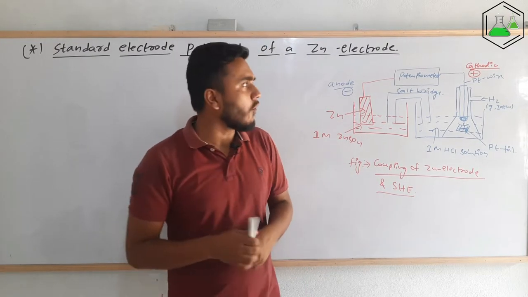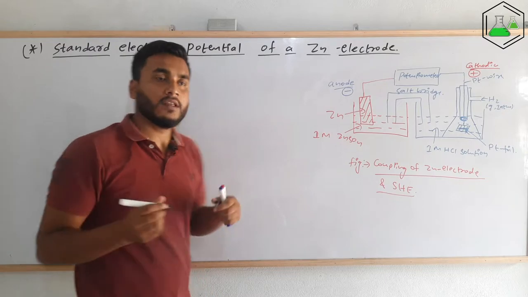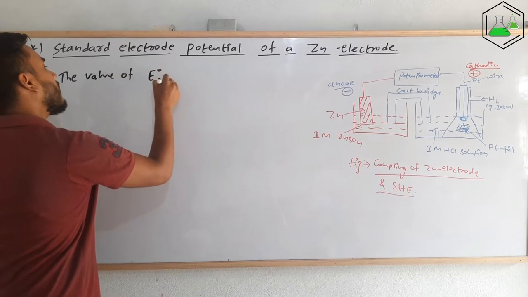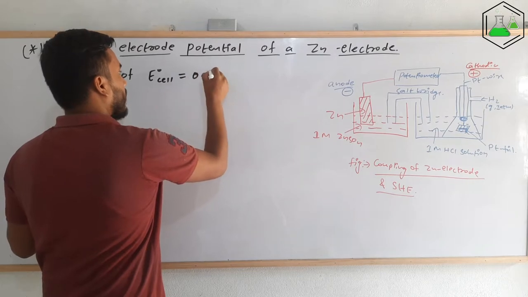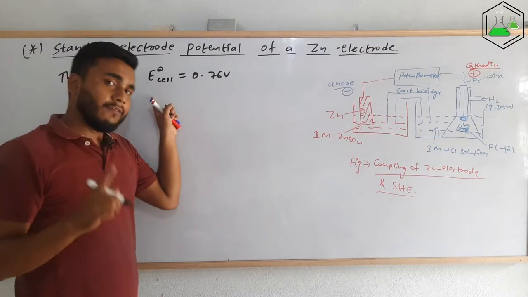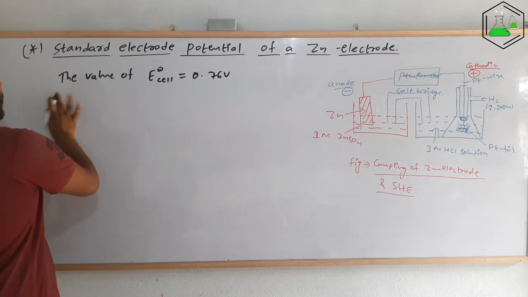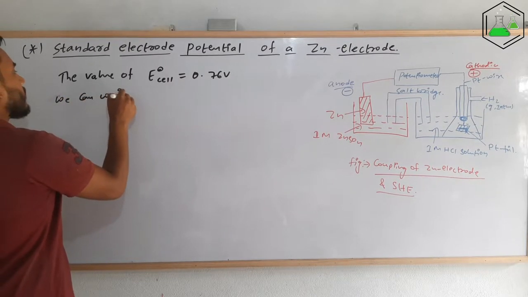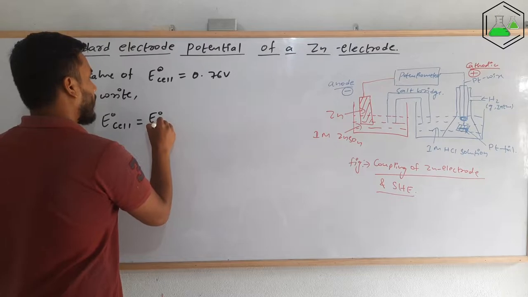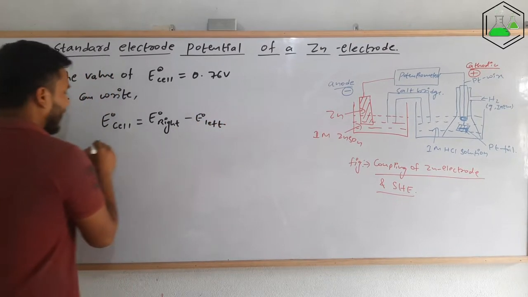And by experiment, the value of the total standard electrode potential of this whole cell is found to be 0.76 volt. The value of E° cell is found to be 0.76 volt. Here, this E° represents standard condition. Standard condition means at 25 degree Celsius and in 1 M solution. So, there is a formula we can write: E° cell is equal to what? E° right, right means in place of this you can write cathode as well, minus E° left.